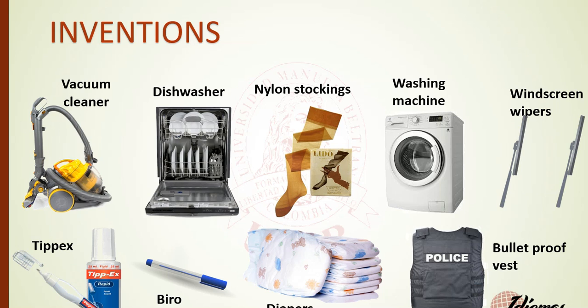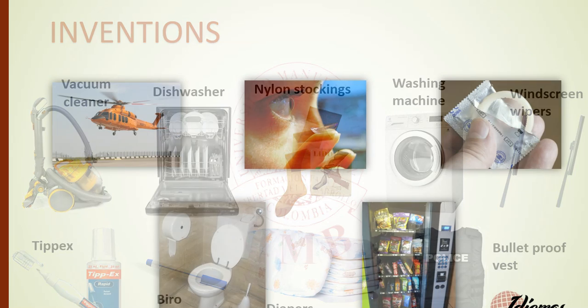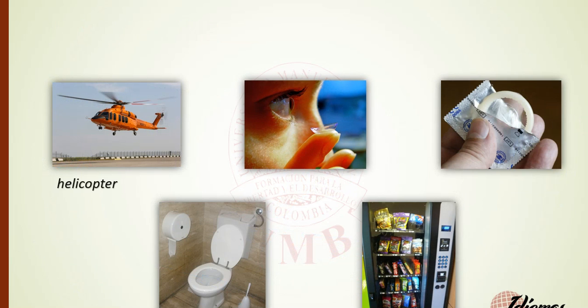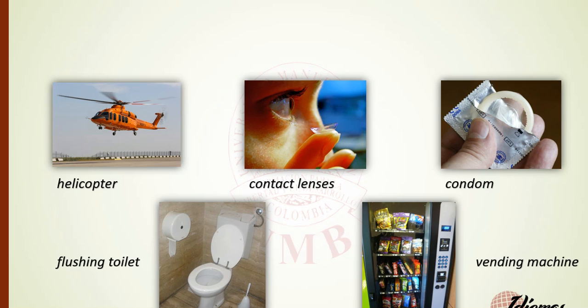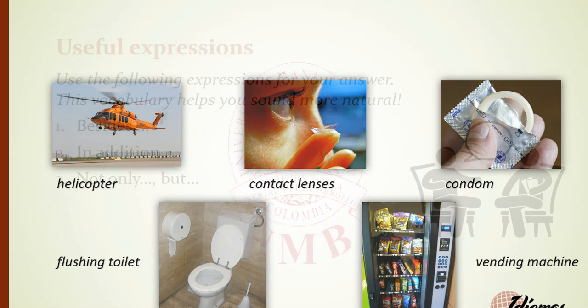That is an invitation for you to investigate about those people, about those women who invented this and why they invented those elements. We have more inventions. We have helicopter, contact lenses, condom, flushing toilet, and the vending machine that is very common in our times. But here we are not talking about inventions that were made by women or men. Those are just inventions that are very necessary in our times.